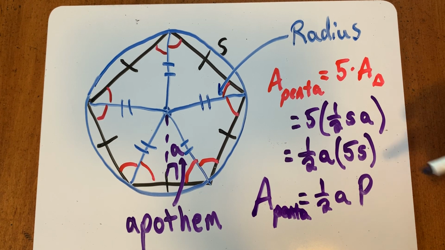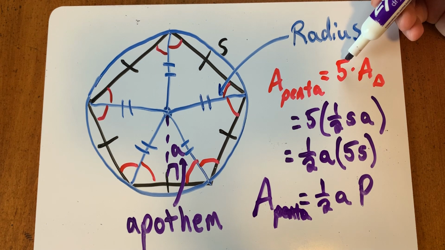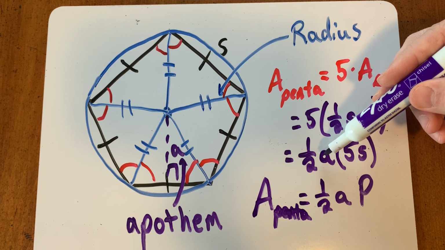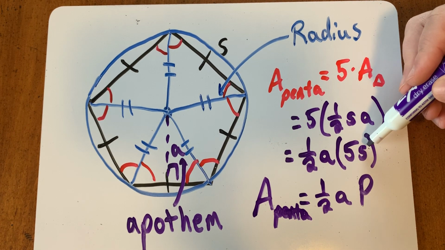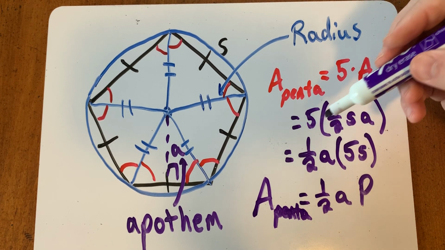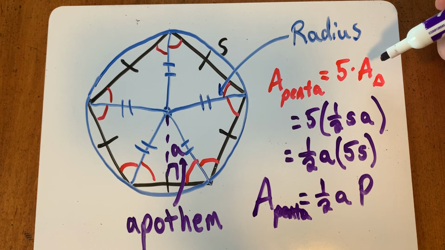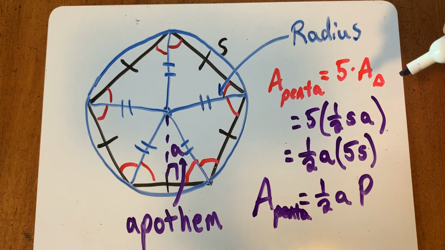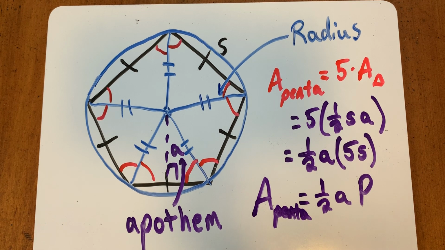And if this wasn't a pentagon, let's say it was a hexagon, it wouldn't be 5 triangles, it'd be 6 triangles. So then it'd still be 1/2 times the apothem, because the height of the triangle would still be that apothem, except it'd be 6s, which is still the perimeter. Or, if it was a 32-sided polygon, a triacontadigon, then it would be 32 triangles. But the height of those triangles would still be the apothem. And it'd just be 32s. So it's still the perimeter.